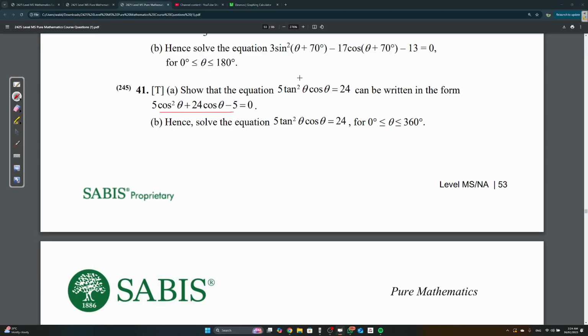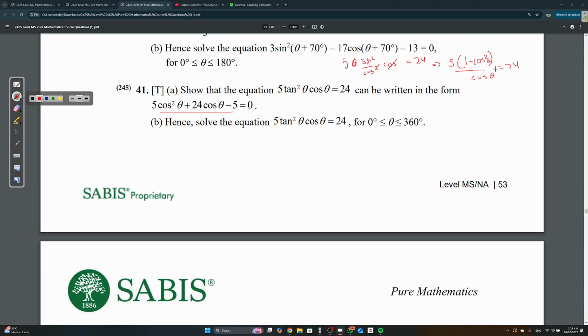sine over cosine, right? So it's going to be 5 sine squared over cosine squared times cosine is equal to 24. You can cancel these. You're going to get 5 sine squared, and we want to make it cosine. So 5 times 1 minus cosine squared over cosine is equal to 24. Do we divide by 5? No, I don't know why I'm tweaking.